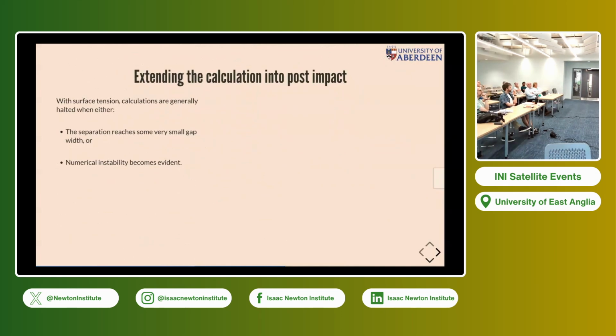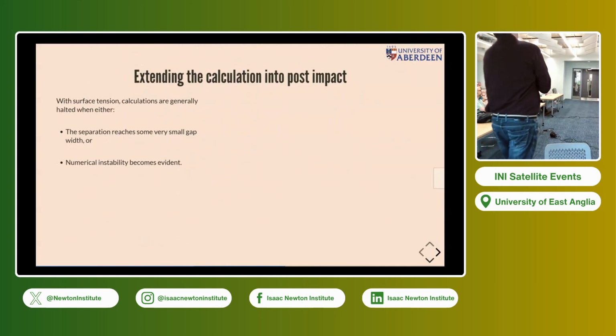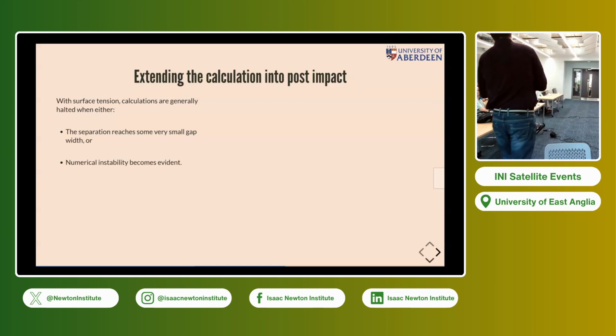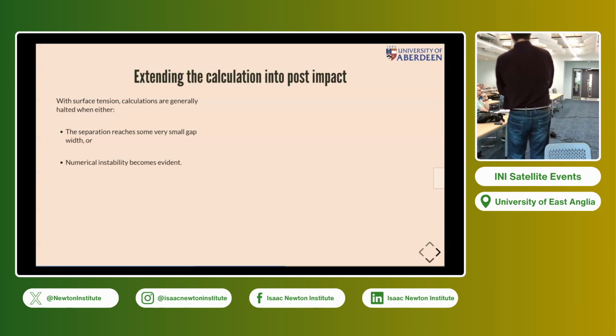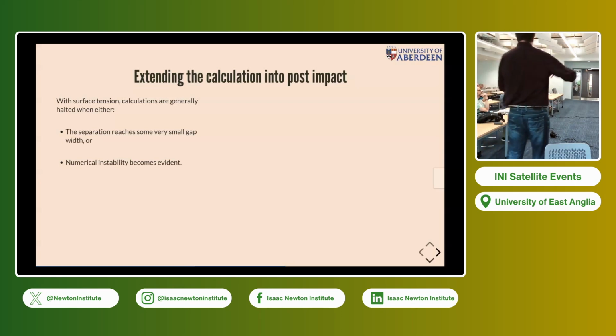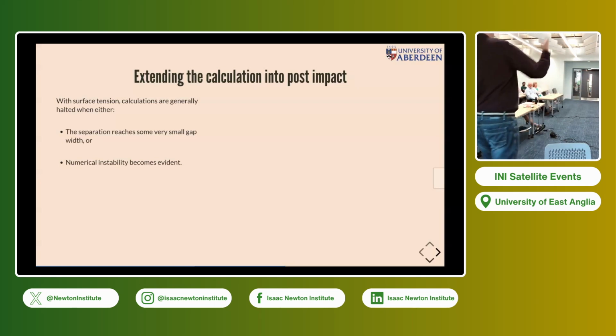Right. So we're going to assume that I can continue these calculations into the post-impact phase. Historically, it's kind of embarrassing to stop these calculations at the point of touchdown. We say one of two things happens: either the gap gets very, very small, and therefore we know that this gas film is going to rupture. And that's absolutely true, it will rupture. But that doesn't stop you running the calculations beyond that point.